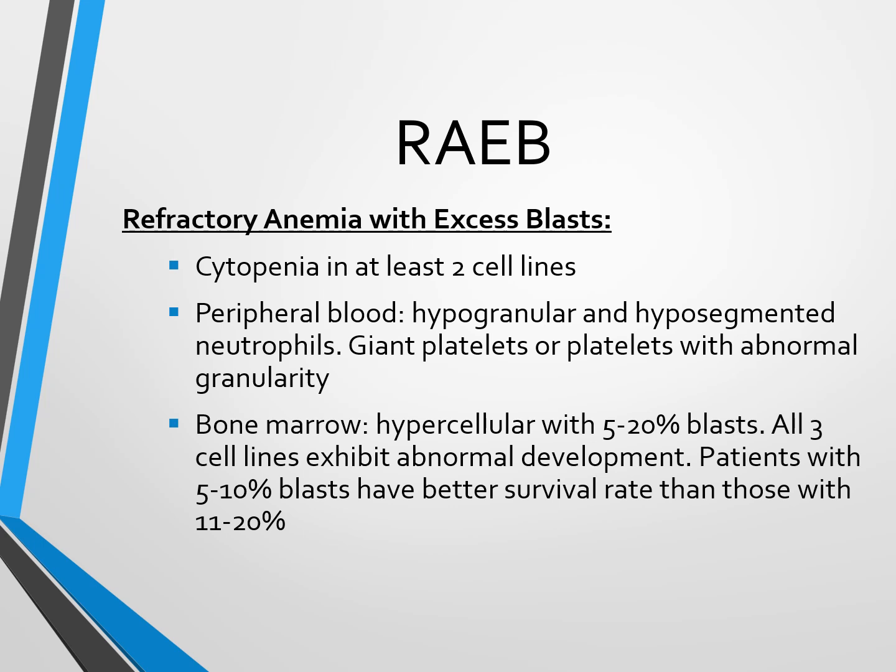In the bone marrow, we're going to see hypercellular bone marrow with 5 to 20% blasts. And then all 3 cell lines are going to exhibit abnormal development. And then patients with 5 to 10% blasts have a much better survival rate than those with 11 to 20%. And remember, although these are refractory conditions where they're not very responsive to treatment, the sooner we catch it and keep an eye on it, we can treat and at least know if this is going to, or looks like it's going to, transition into an acute myelogenous leukemia.